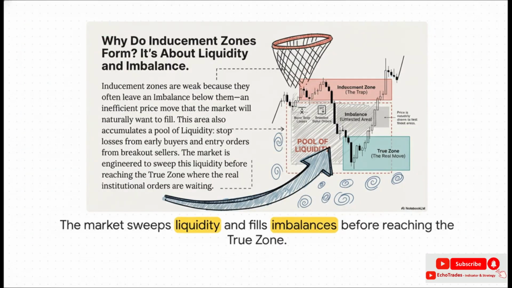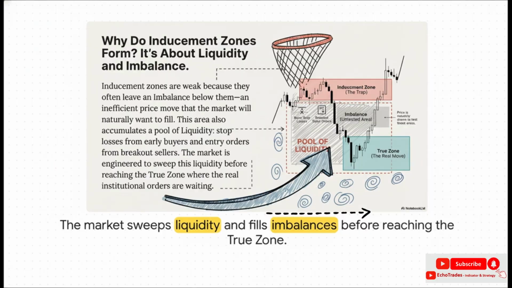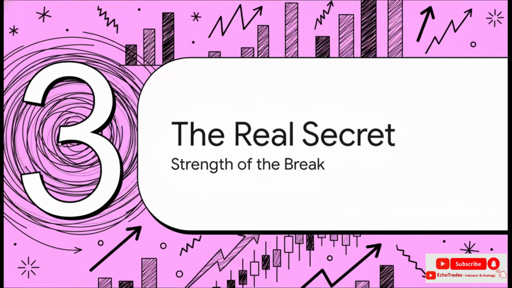So the big question is, why do these traps even exist? Well, it all comes down to how the market moves. That top area, the inducement zone, is basically weak bait. Why? Because it leaves behind an imbalance, that sort of unfilled gap in price. It also creates a big pool of liquidity right underneath it. Think of all the stop losses sitting there. The market is basically engineered to be drawn to that liquidity, like a magnet. It wants to sweep down, grab all those stops, fill that imbalance, and then finally reach the true zone at the bottom.